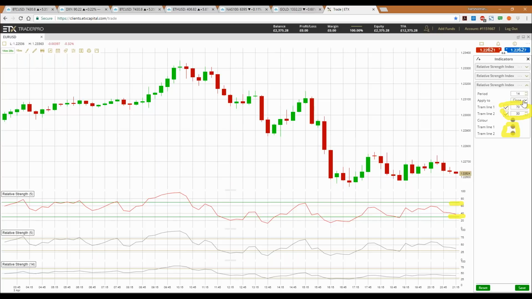And we normally would always apply it to the close. Some people might want to use a high or a low or an open. Okay, the standard for all indicators is to use the close. If you want to use something else, you'll have to learn how to master it yourself.